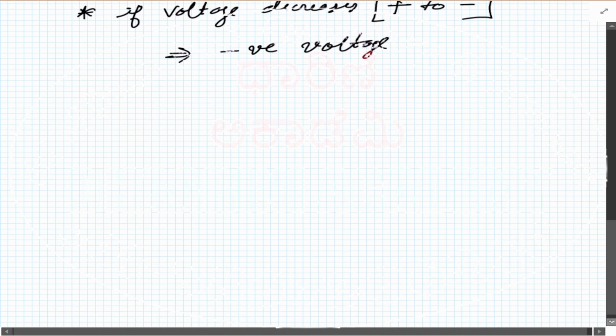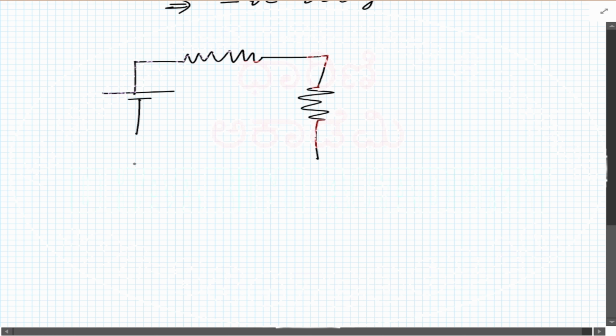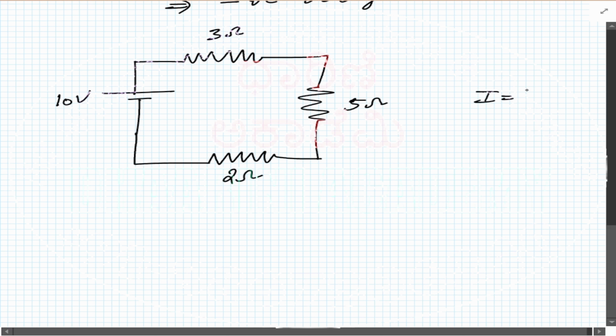Quickly we'll solve two problems. The first question is a very simple one, just to understand how to apply KVL. Say this is 10 volts, with 3 ohms, 5 ohms and 2 ohms. The question is to find the current in the circuit.